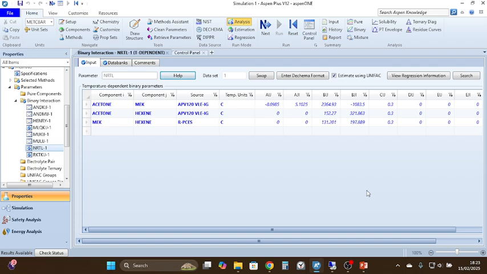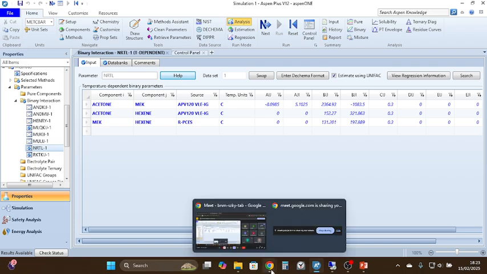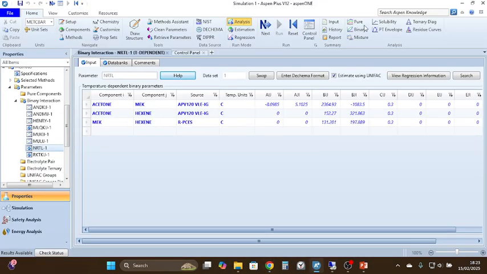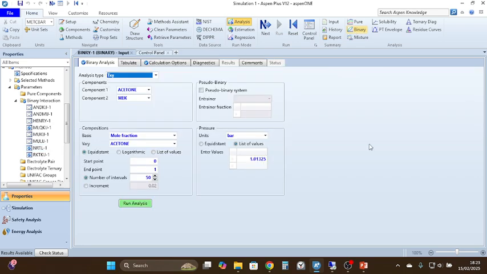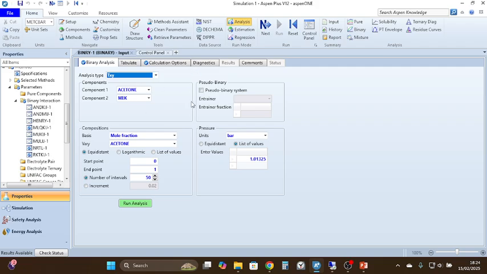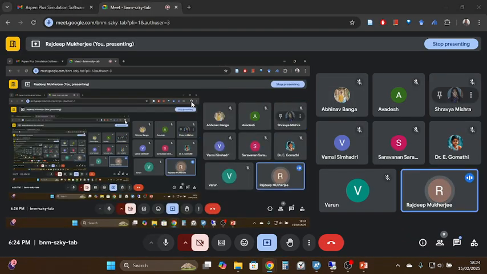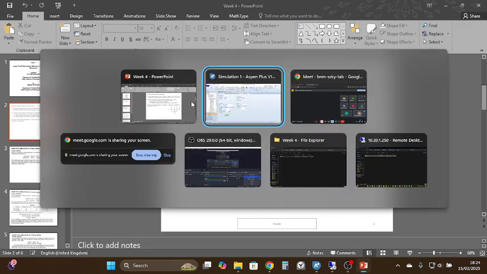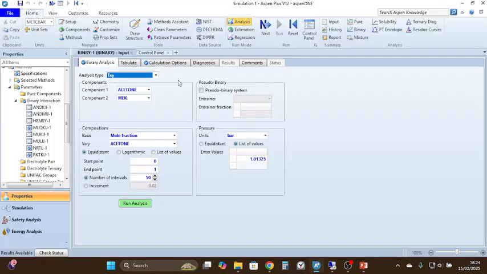So on the right hand side top, we have this binary analysis tab. Right. So when we select this tab, here you can see the analysis type that we want to do. There are multiple analyses that we can perform in the binary analysis window. The analysis that we have been asked to do is the TXY graph. So we are going to select TXY graph.